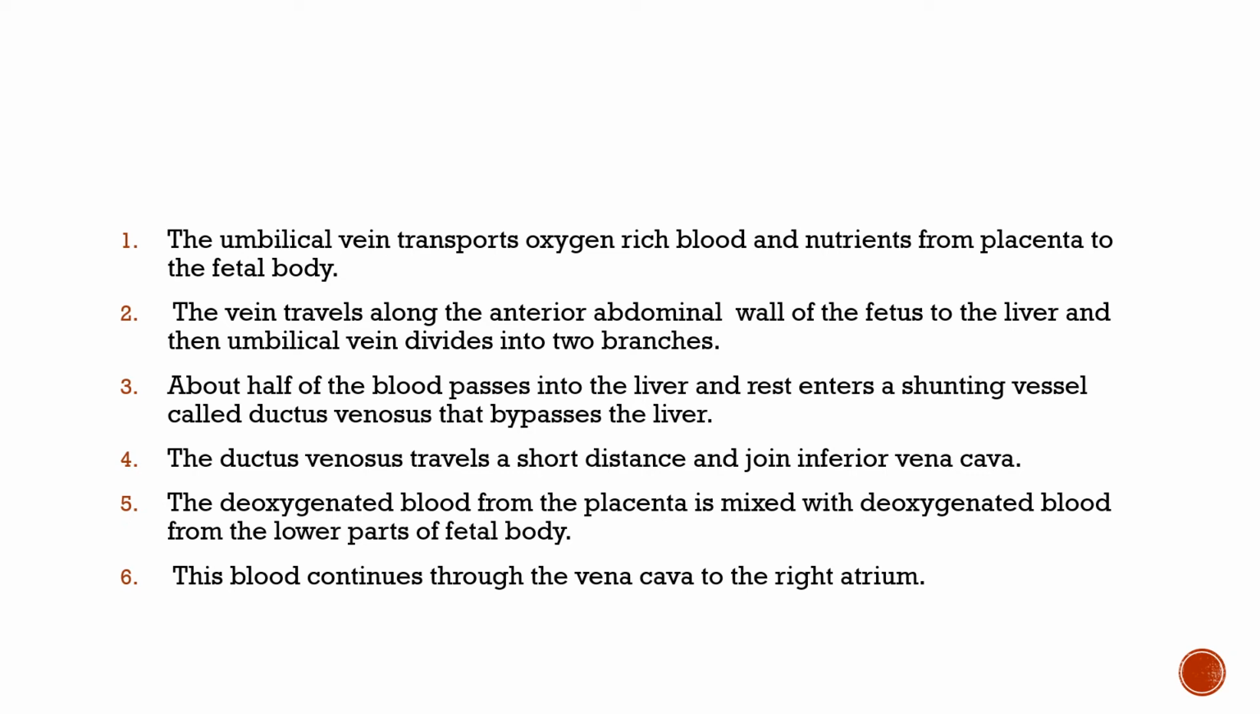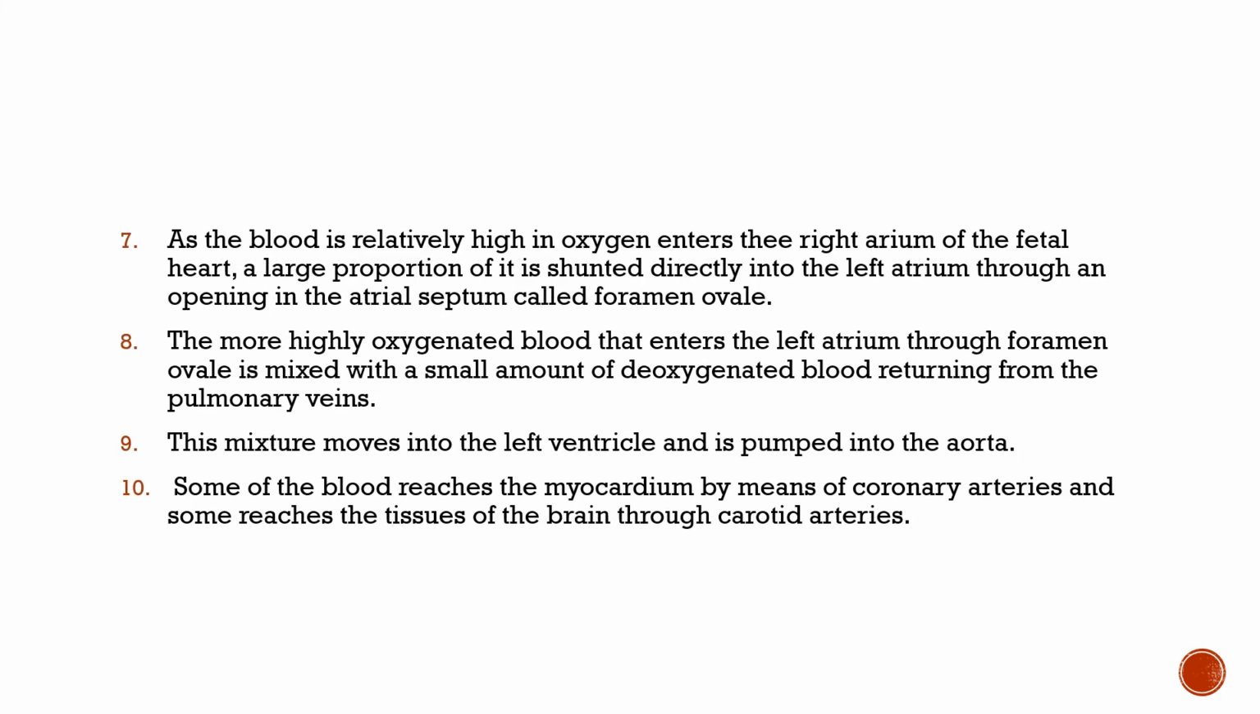The oxygenated blood from the placenta is mixed with the deoxygenated blood from the lower parts of the fetal body. This blood continues through the vena cava to the right atrium. As the blood, which is relatively high in oxygen, enters the right atrium of the fetal heart, a large proportion of it is shunted directly to the left atrium through the opening in the atrial septum called the foramen ovale, which we have already discussed.